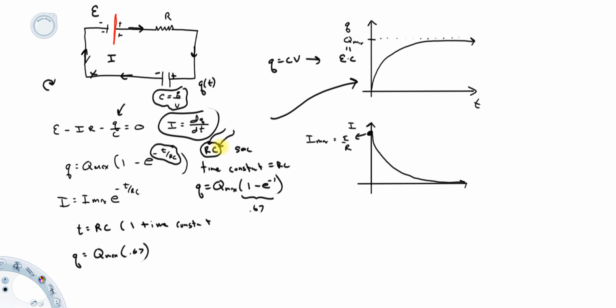Just some quick numbers here. The charge after one time constant, you get by putting 1 RC in here, and you get Q max times 1 minus e to the minus 1. The charge after 2 time constants would equal Q max times 1 minus e to the minus 2. After 5 time constants, you'd be putting 5 times this here, and you end up with e to the minus 5, and so forth. So that's what the time constant is. It's just a number that reflects how long it's going to take the capacitor to charge up.